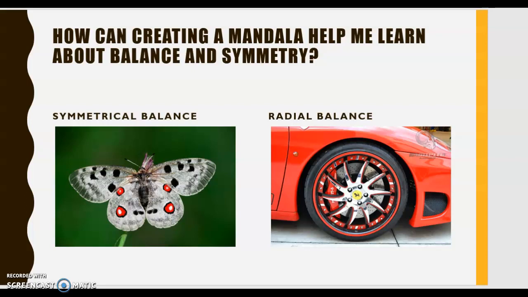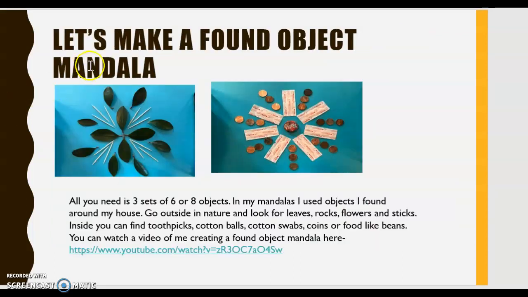And what we are going to do is make a found object mandala. I made these just today. I went outside and picked some leaves off the bush outside of my house, and I found some toothpicks in my drawer. So I used leaves. This was 1, 2, 3, 4. See, I have 4 leaves in the center. So this mandala is a fourth. Okay, if you could see that, this section right here.